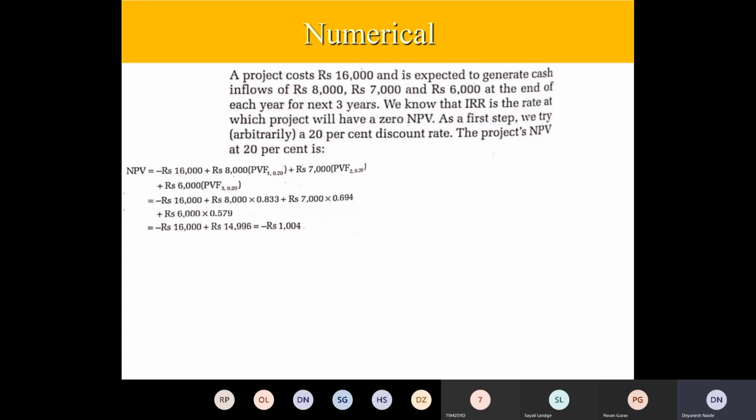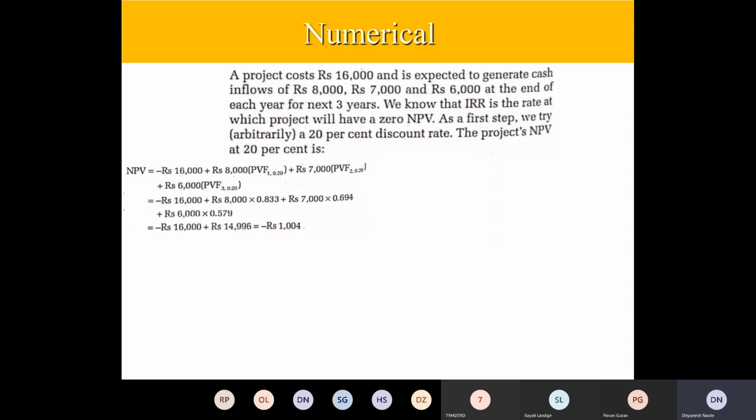Now the value is negative. So what should you do with the discount rate? Should you increase it or decrease it? Decrease it. Okay, just now we discussed. When you increase the discount rate, the NPV goes on reducing. So it is negative now. So if you reduce the discount rate, it will become positive.